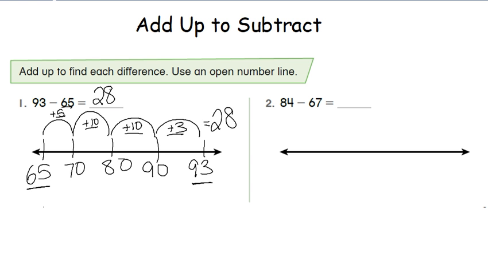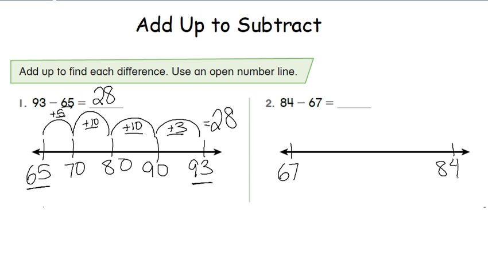I'm going to do the same thing over here on problem number 2 of tonight's homework. We're going to start with the subtrahend, the smallest number. We're going to end with the minuend, the largest number. And we're going to find the distance between the two numbers, or the difference between 84 and 67.